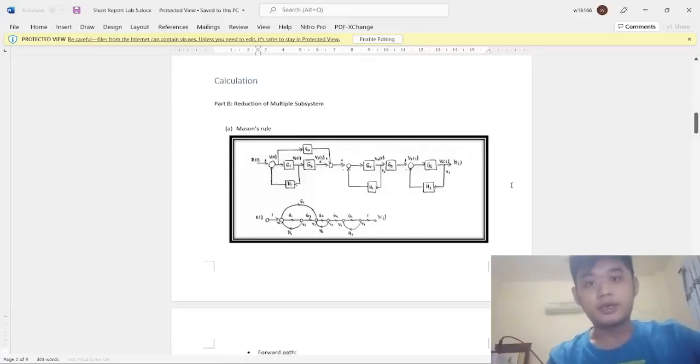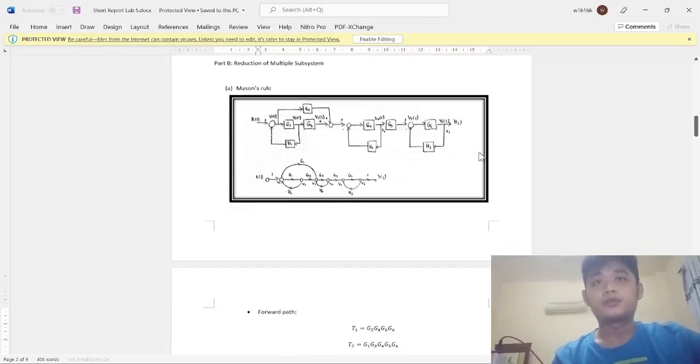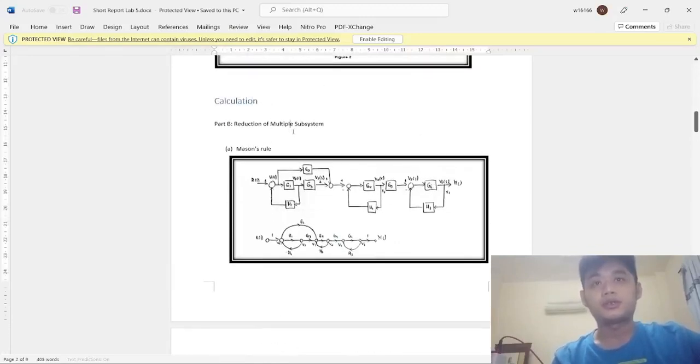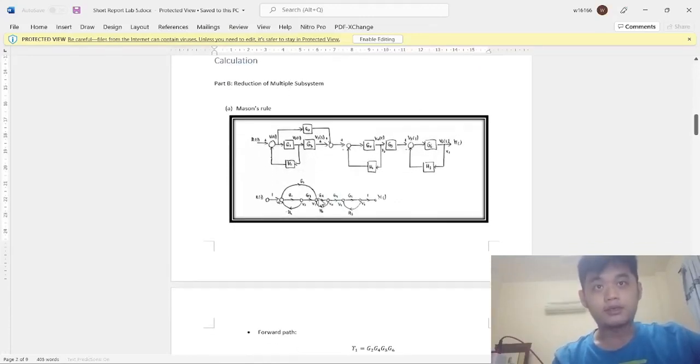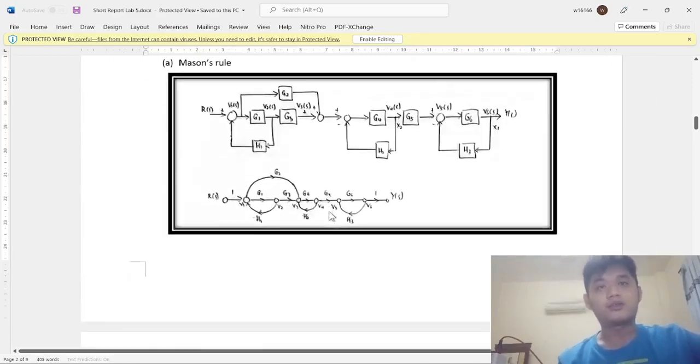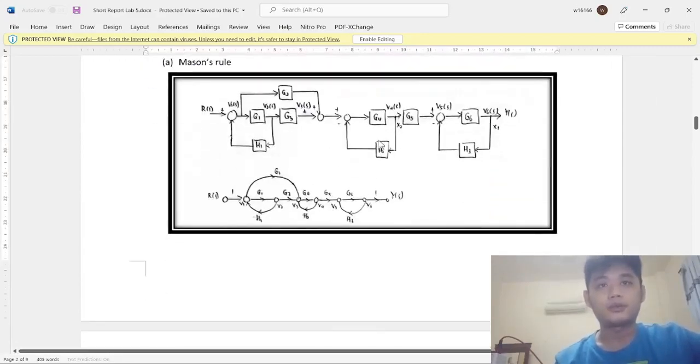Good day, my name is Guan Wei, and I will be presenting the Mason's rule part. As we can see here, through the calculation, we have already derived the graph and the figure from our experiment. This will be our final form for us to continue with Mason's rule.